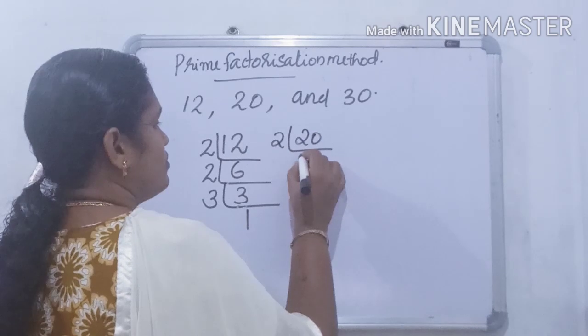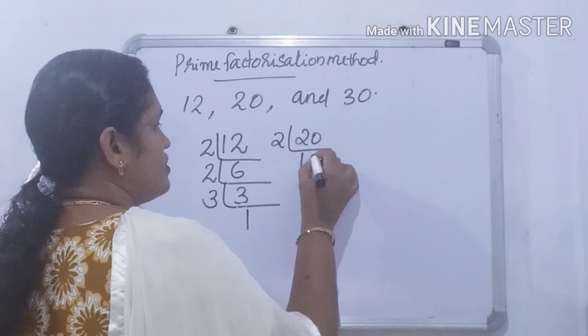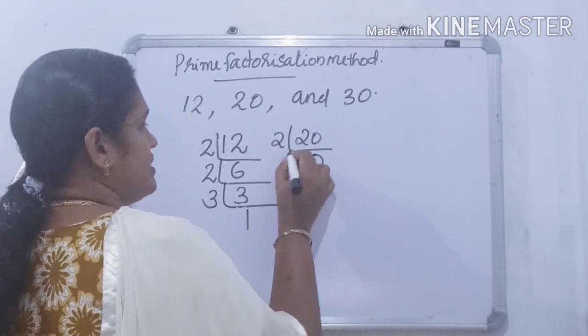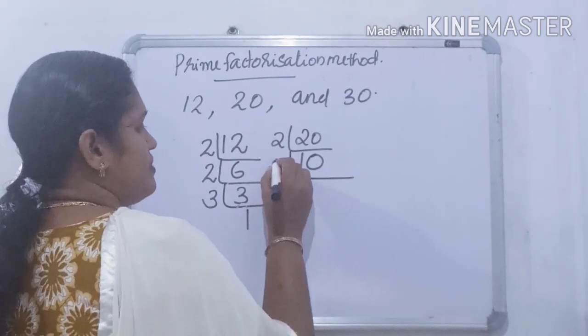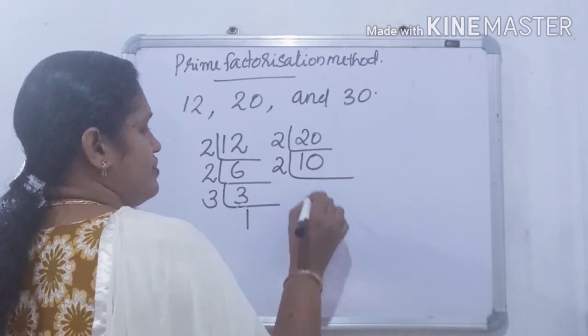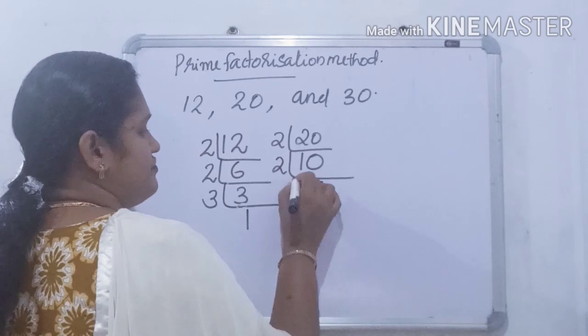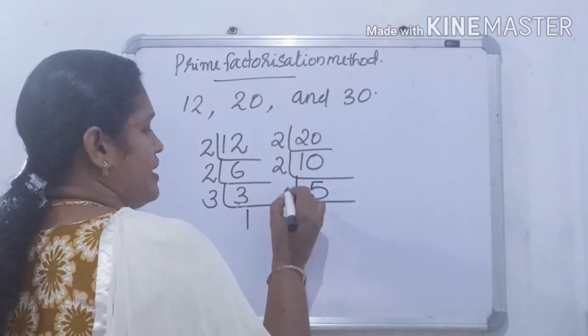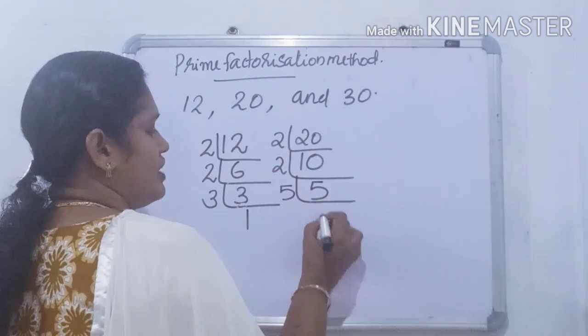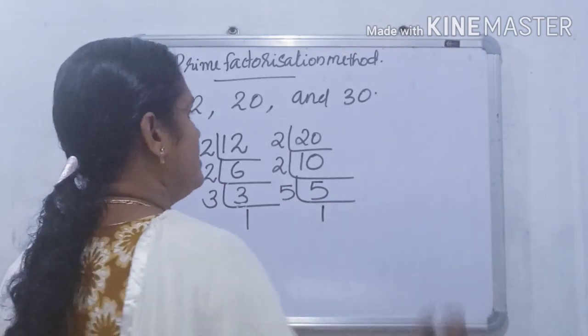Then 20. 2, 1 2s are 2, 10. 10 is divisible by 2. 5 2s are 10. 5 is an odd prime number. 5 is divisible by 5 only. 1. Then 30.